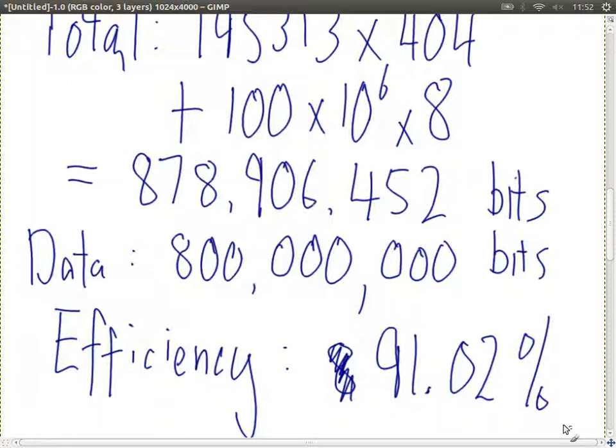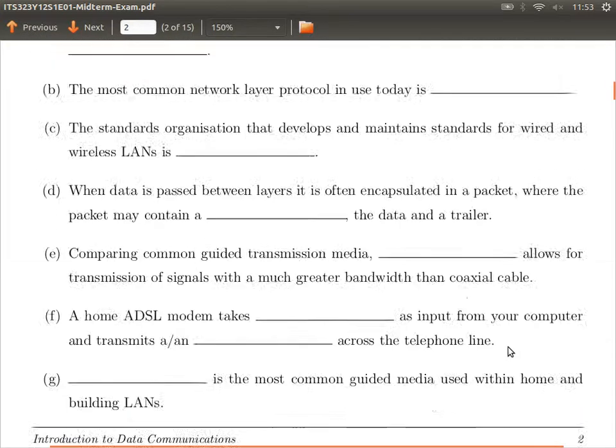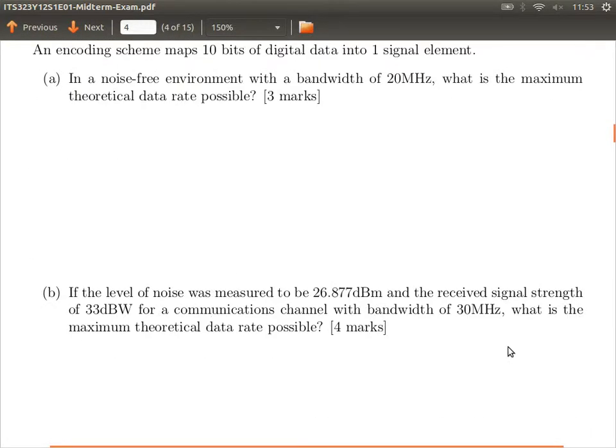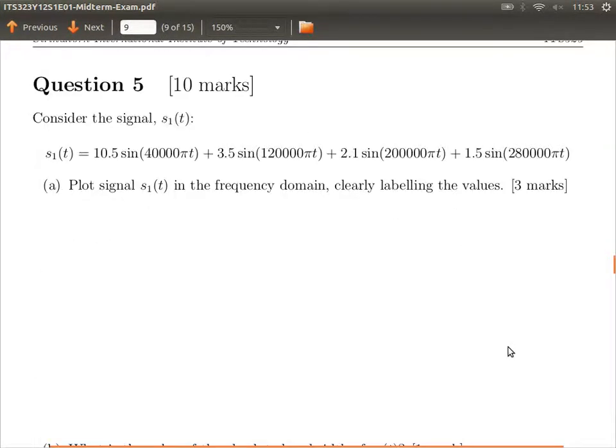One more in the last 5 or 10 minutes. Which question? 2, 5, or 6? Two is about Shannon and Nyquist capacity. 5 is signals, and 6 is the delay calculation. Any preferences apart from go to lunch? What's your preference? 2, 5, or 6? Which is harder? 5. Okay, good.